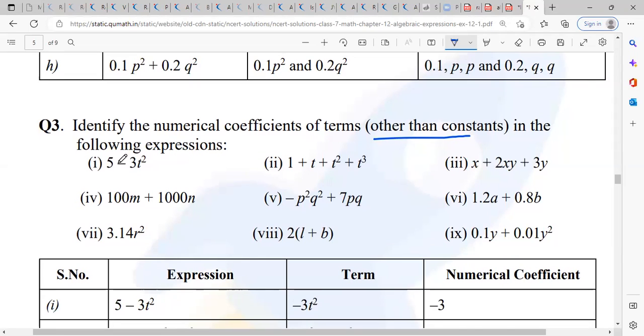You can see it's 5 minus 3t square. So over here the term will be this only, right? Why? Because I said other than constant. You are not going to take constant. Over here the constant is 5, don't take it. Like this you have to tell me the numerical coefficient of variables. Clear? Okay, ma'am.